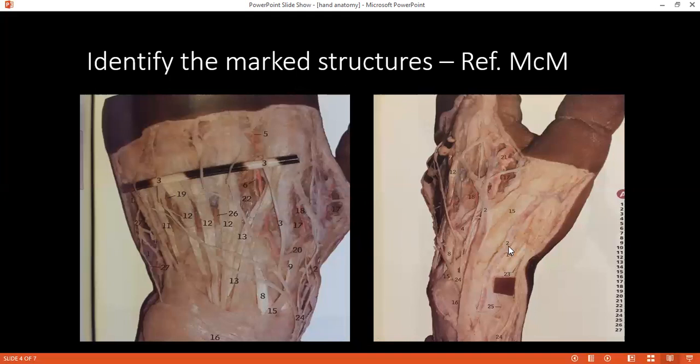If you're looking at the right hand side image, this area is called what? Anatomical snuff box. How is it formed? What are the boundaries and what are the contents? Anterolaterally, it's formed by the abductor pollicis longus and extensor pollicis brevis. Posteromedially, it's formed by the tendon of extensor pollicis longus, and its contents are 3 structures: the radial artery, superficial radial nerve, and the cephalic vein.